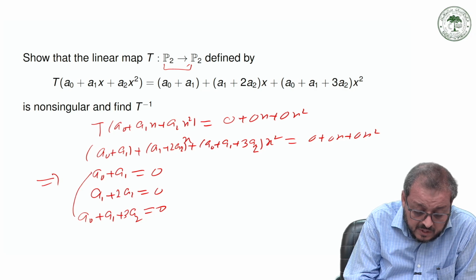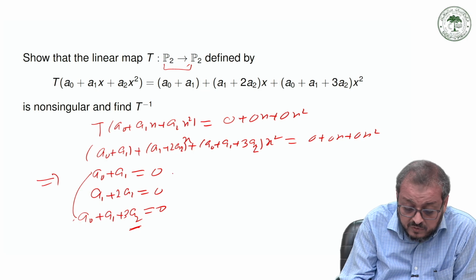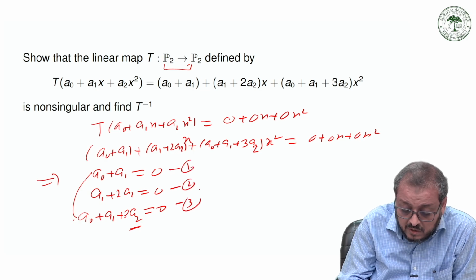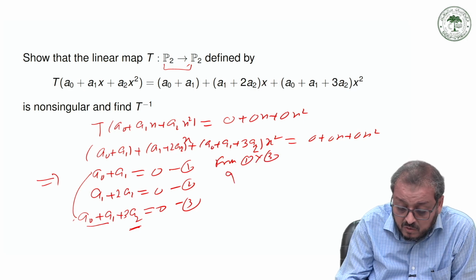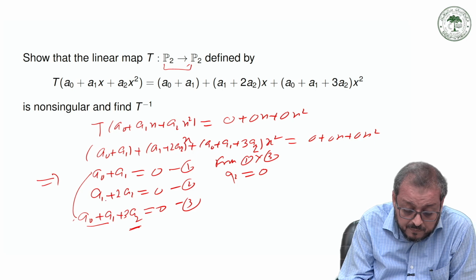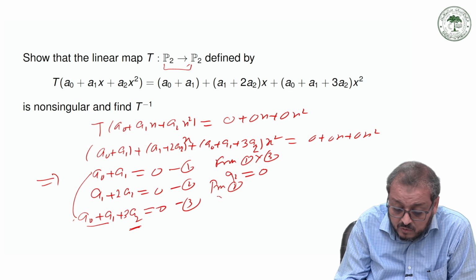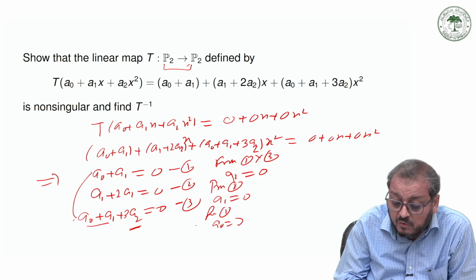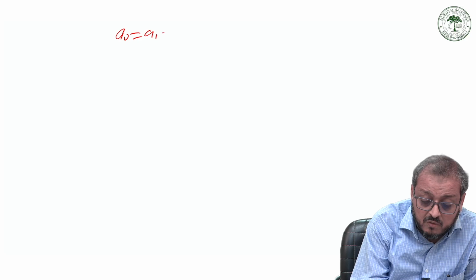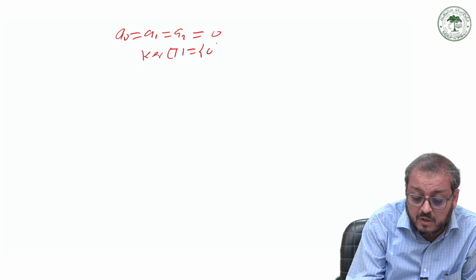Now, from the first and last equations, we get a2 is equal to 0. Call the equations 1, 2 and 3. From 1 and 3 we get a2 is equal to 0, and now from 2 we can say a1 is equal to 0. Now from 1 we can say that a naught is equal to 0. So ultimately we have shown that a naught is equal to a1 is equal to a2 is equal to 0. That means the kernel of T is the zero subspace.